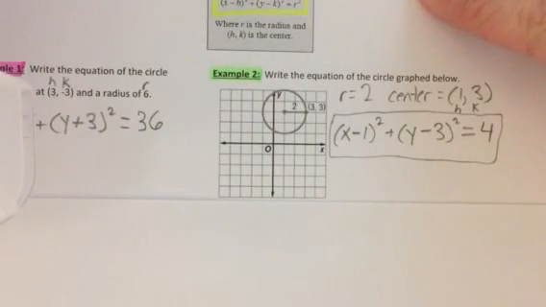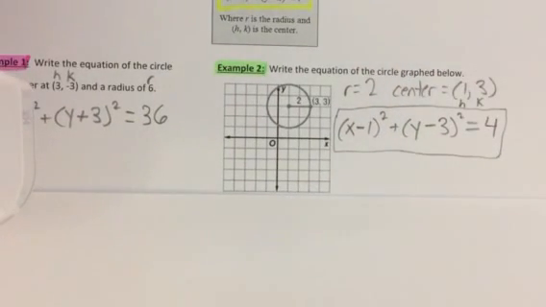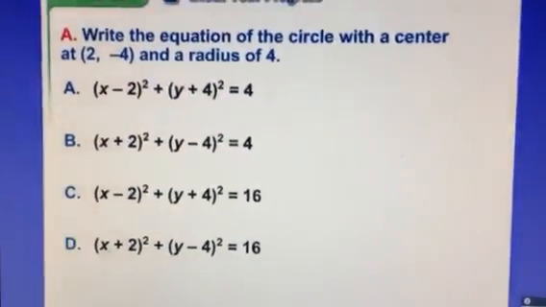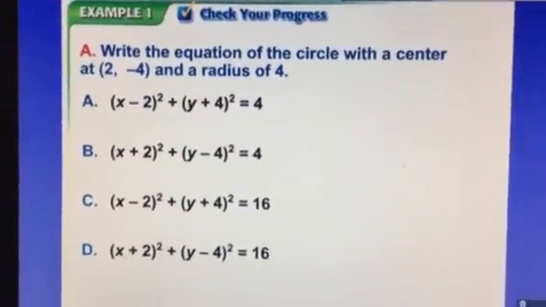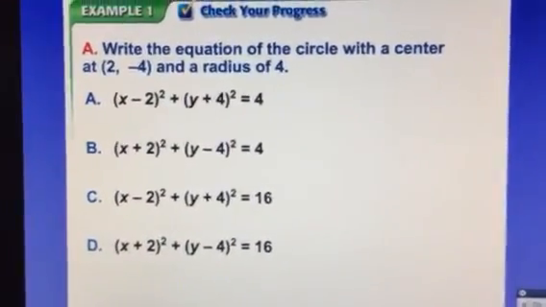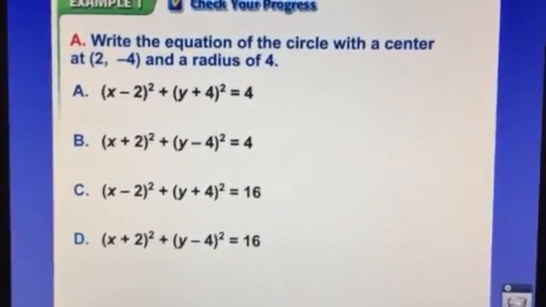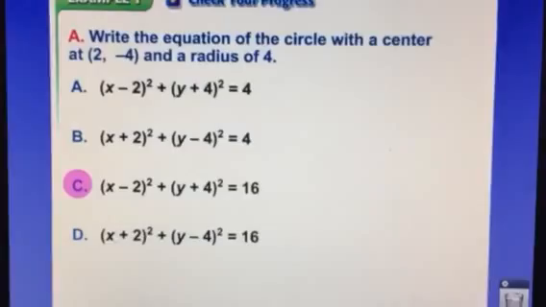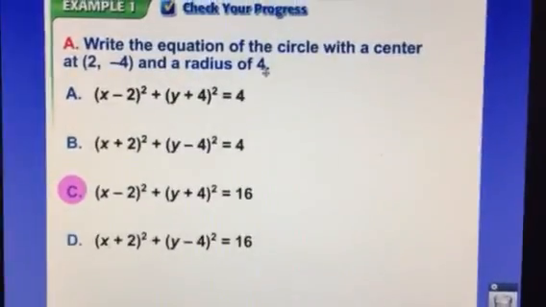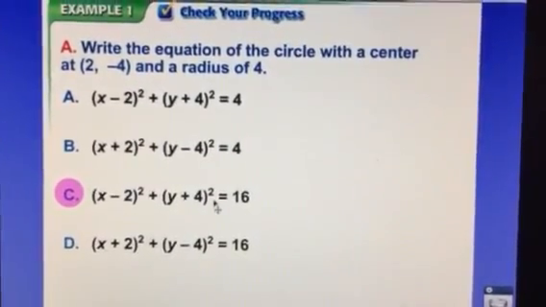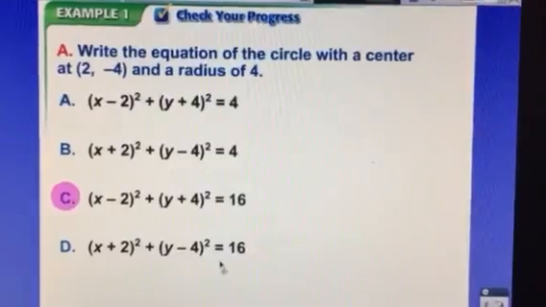All right, let's look at one more example. Actually, I think I've got some practice ones for you. Yes, I do. All right, so you guys go ahead and try this. You can pause it and check your answer. And the correct answer is C. Obviously, if my radius is 4, if I square it, that's going to give me 16. So that already narrows it down to either C or D.